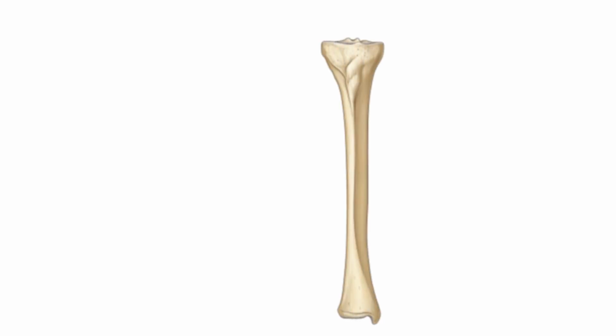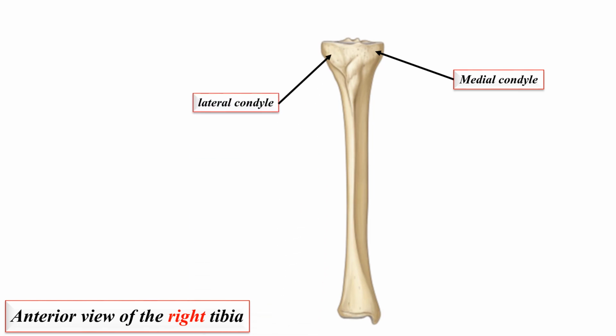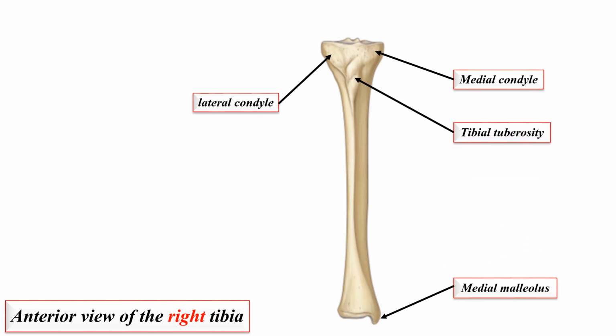This is the anterior view of the right tibia. As we said, the upper part of the tibia is large. It is expanded by the presence of the medial and lateral condyles. This is the medial condyle of the tibia, and this is the lateral condyle of the tibia. Distally, the lower end of the tibia is small. It has a prominent medial malleolus that projects distally. In the upper anterior part of the tibia, there is a tibial tuberosity into which the patellar ligament inserts.